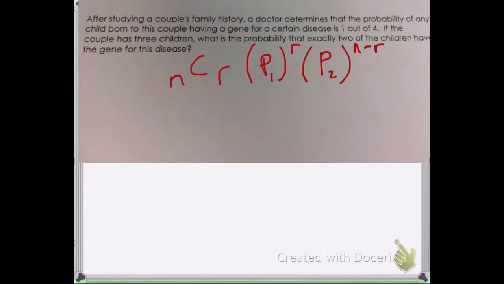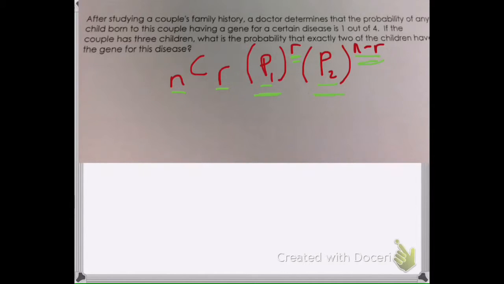So this is the number of children that they are going to have. That's this number, and then this is the number of children that, in this case, are looking to have the disease. That's going to be R. The probability of getting the disease will be probability 1. The probability of not getting the disease will be the second probability. This is the number of people that are going to have the disease, and this is the number of people that will not. So the probability of success and how many successes, the probability of failure, how many failures.